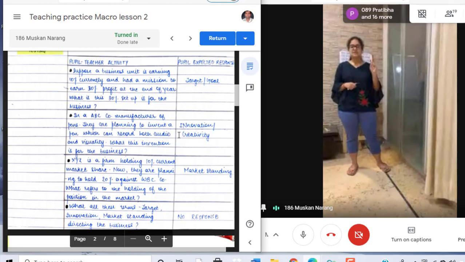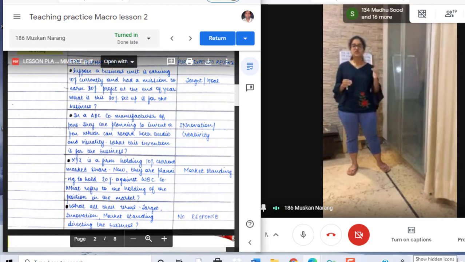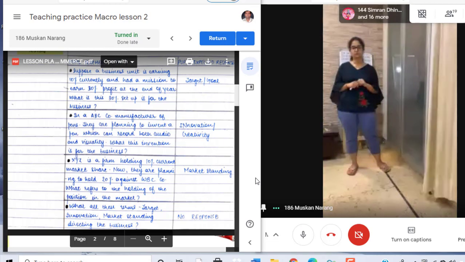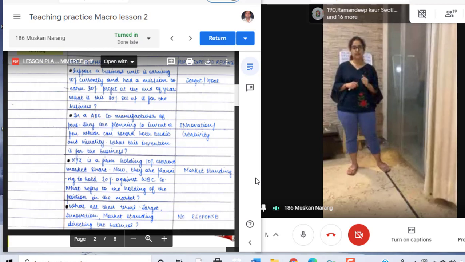Okay. The second situation is, there is a company named ABC which is a manufacturer of pens. They are planning to invent a pen which can record both audio and visual effects. What is this new invention for the business? Innovation. Yes.